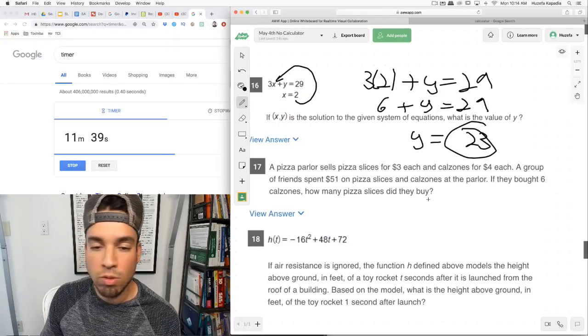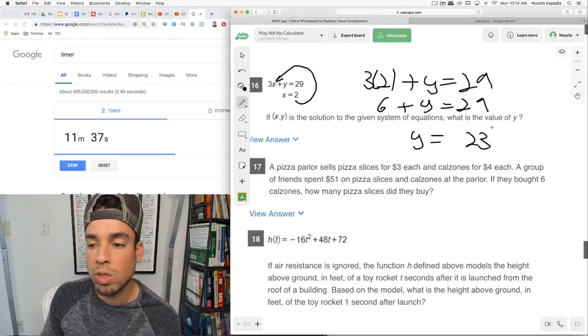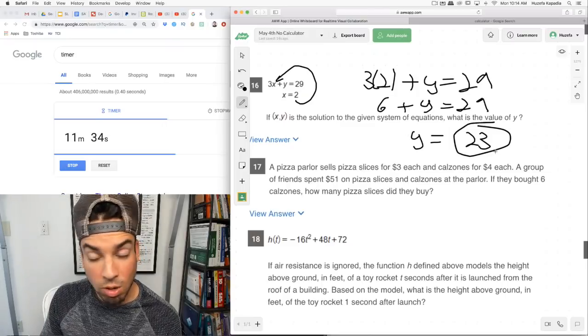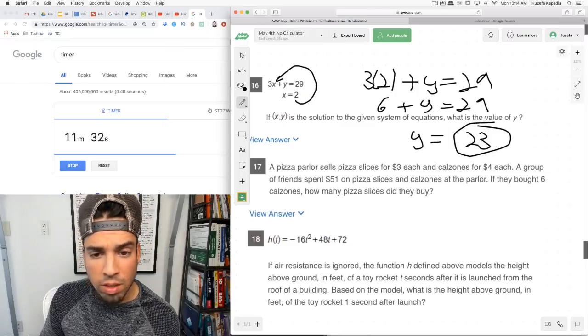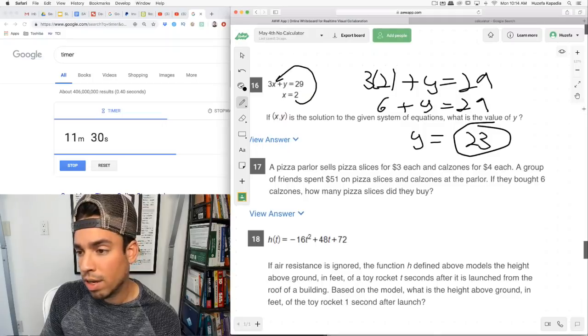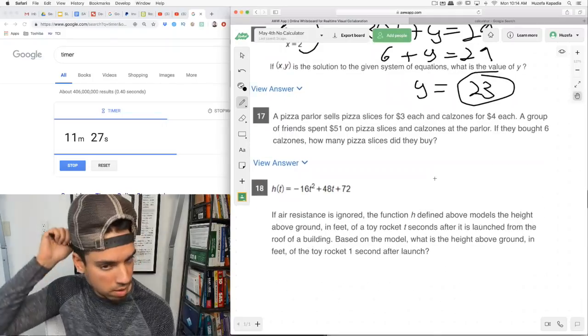Now, again, free response. You have no multiple choice answers to guide you, so you've got to be really careful not to make a mistake. So I'm going to plug this back in and make sure it works. If y equals 23 and x equals 2, yeah, it works. It gives us 29. Okay, next.